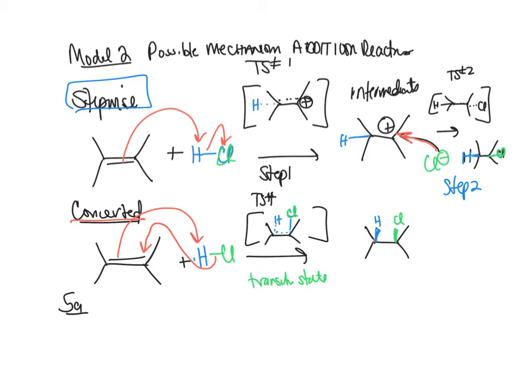All right, so now we're ready to answer questions. Consider the stepwise mechanism in Model 2. How many steps are in the stepwise mechanism? So you have step 1 and step 2. What did you write? 2 steps? Okay, what role does the alkene play when it reacts with HCl? You see how those electrons are going to the hydrogen? It is a nucleophile.